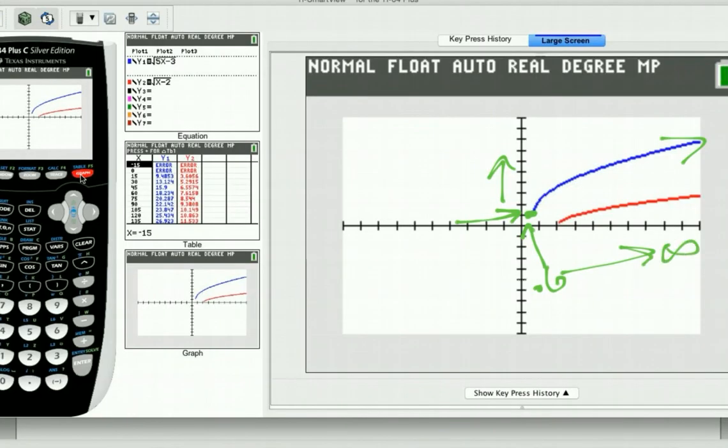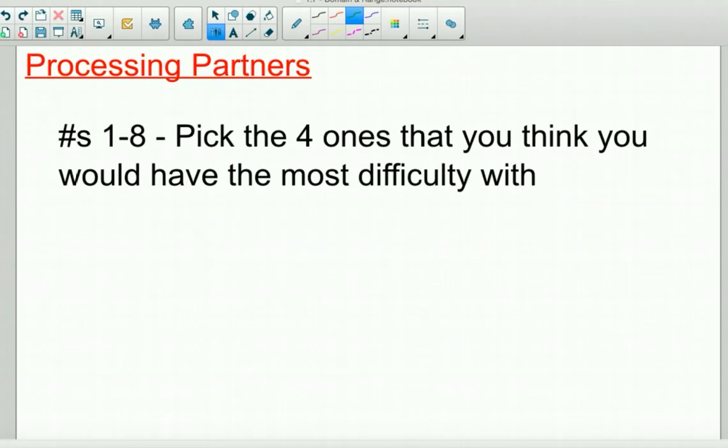Okay? So now what I want you to do in processing partners, or just do it with the people near you, because I'm not sure how much time you have based on how many notes you took. But I kind of want you to just pick 4, or however many you have time for, and do those ones on your classwork. And then your homework, again, it's in the 1.B or 1B folder on Schoology. It's just a worksheet.